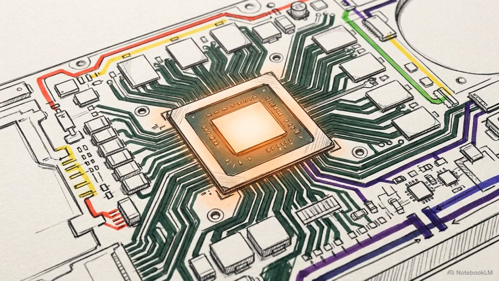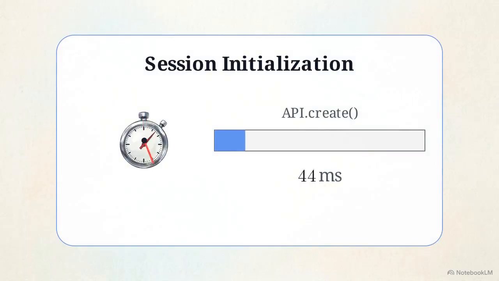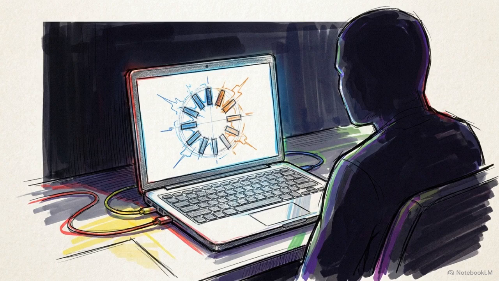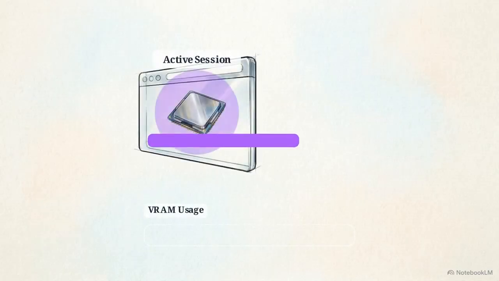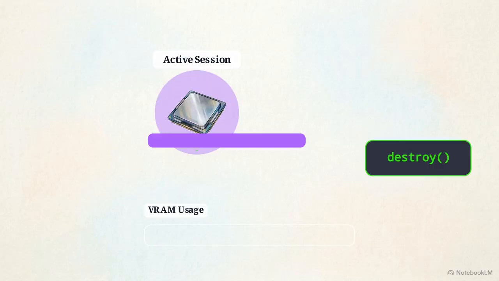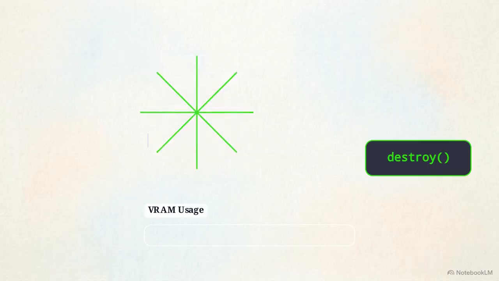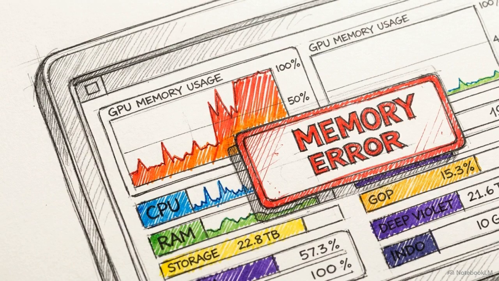Running LLMs on the client requires careful management of the GPU. Creating a new session adds roughly 300 milliseconds of warm-up time. Reinitializing the model for every single user interaction will make the application feel slow. You can mitigate this using a session singleton pattern, holding an active session in memory to reuse it across multiple inputs. Because an active session consumes VRAM, you must bind the destroy method to the unmount lifecycle. Leaving a session open after a user navigates away will leak GPU memory.